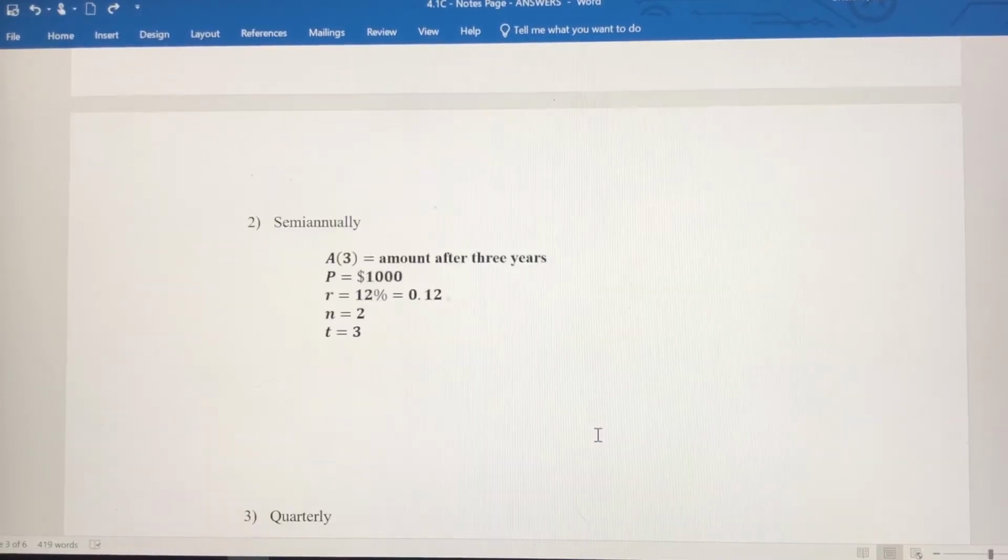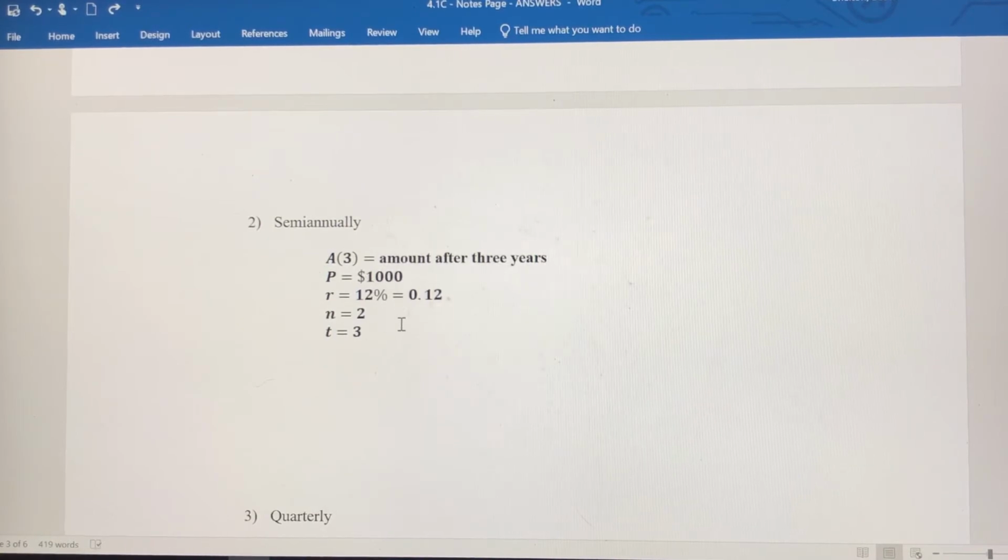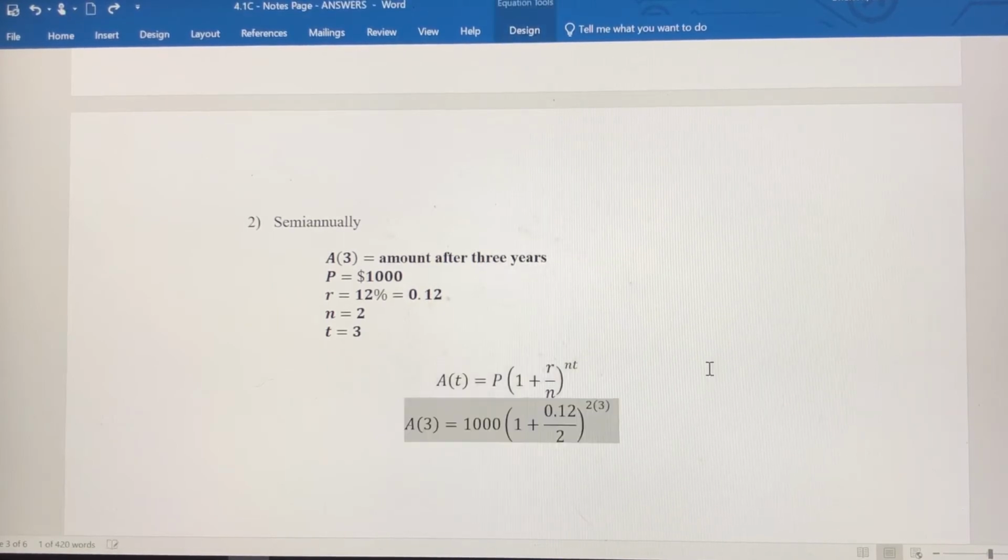Okay, so let's go to semi-annually. All our variables are staying the same except for n because we've changed the number of times we are compounding. Semi-annually means once every 6 months, or twice per year. So that's why n is 2. We've got our formula, I'm going to plug in all my values. Again, I'm solving for A.